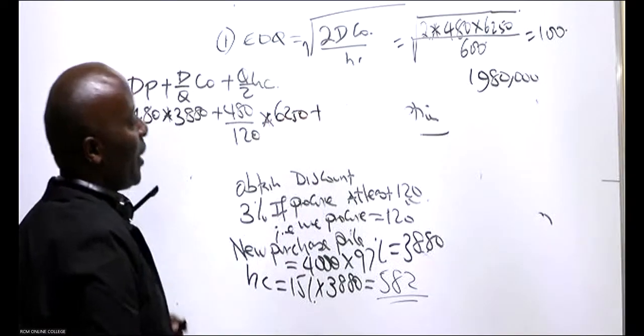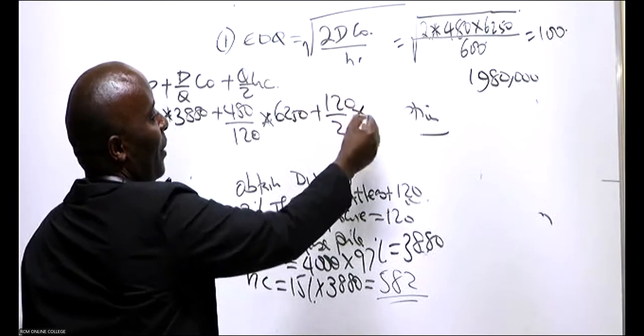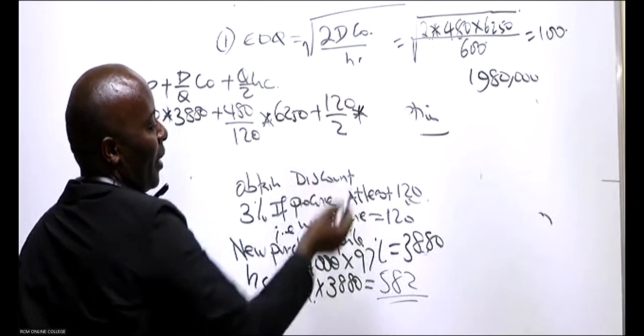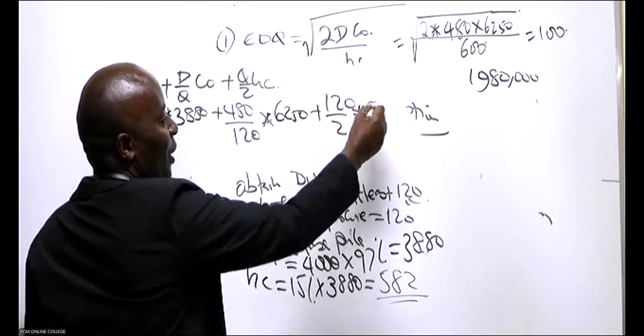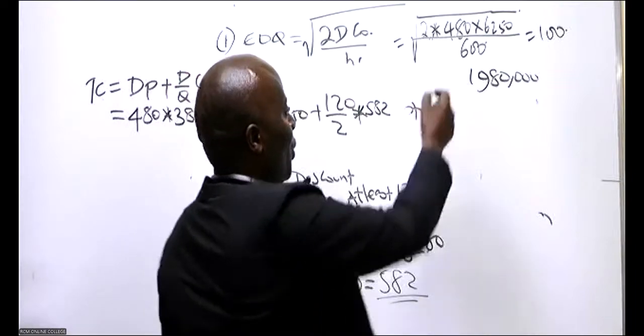Plus, in this case here, Q over 2. So 120 over 2, isn't it? Times HC. What is the HC? 582, isn't it? Yeah. So please give me the total cost for this one.